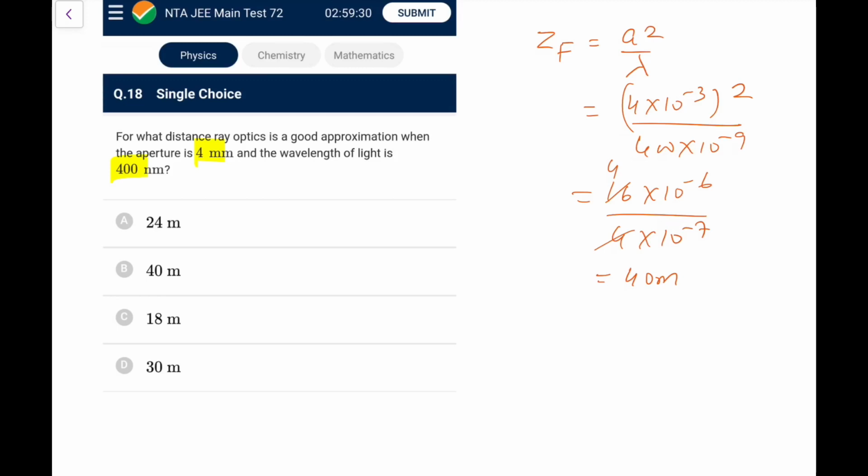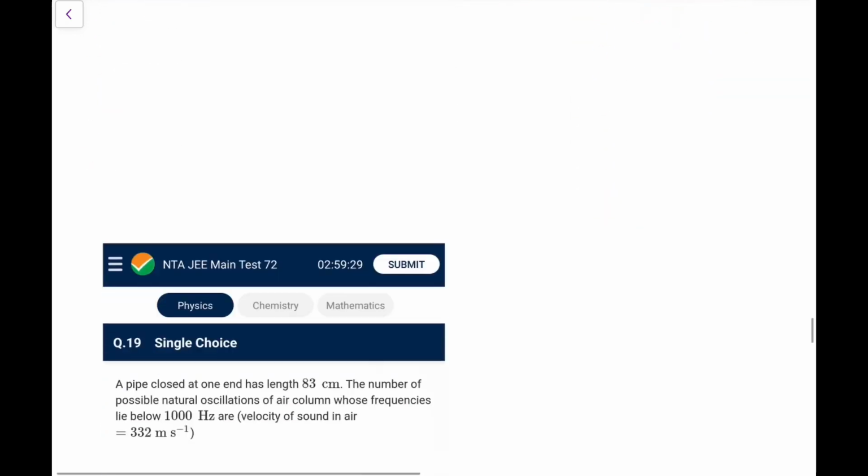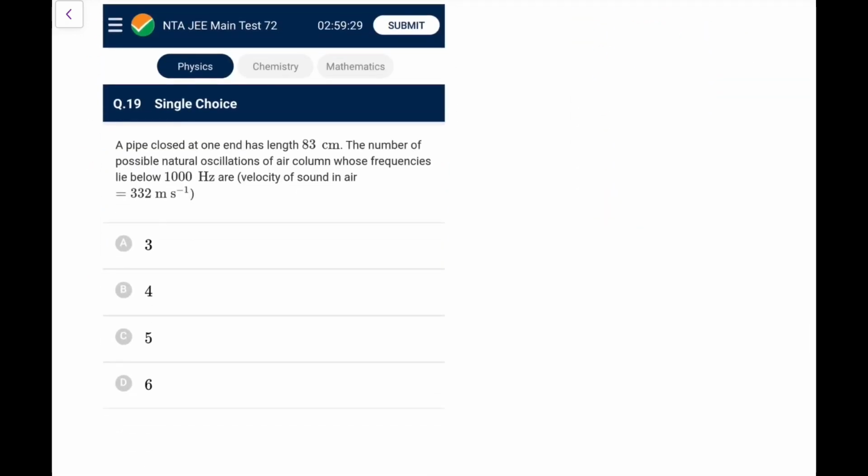So up to 40 meters the ray approximation is valid. After that it is not. So just remember this formula. This is given in your NCERT book in the wave optics chapter.